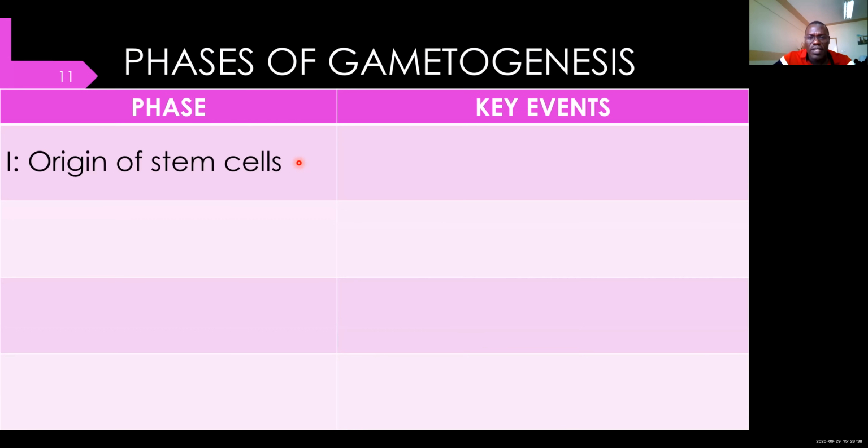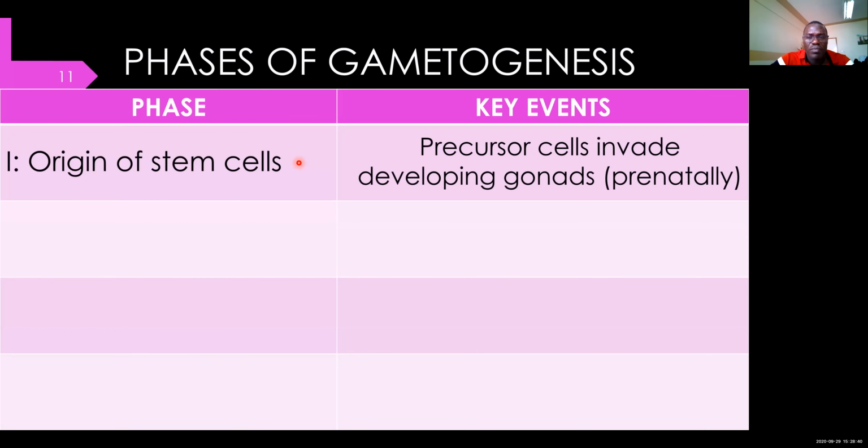During this phase, the key event is this one. Those cells that will later become the sperms and the ovum, they don't necessarily exist within the gonads of the baby initially. They don't exist there, but they're usually from some regions outside the gonads. But then what they do is that they migrate and invade the developing testis, the developing ovary.